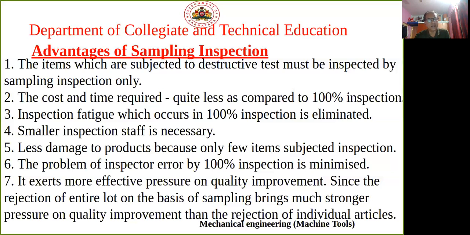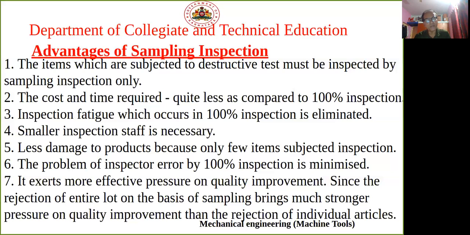And the fifth advantage of the acceptance sampling inspection is less damage to the products, because only a few items are subjected to the inspection. As we know, if a machine is manufacturing, as I've told you, 1,000 items, it is giving 1,000 items per hour.